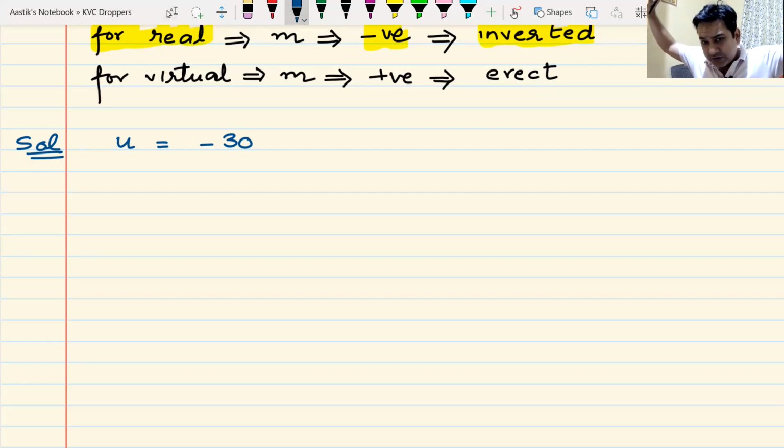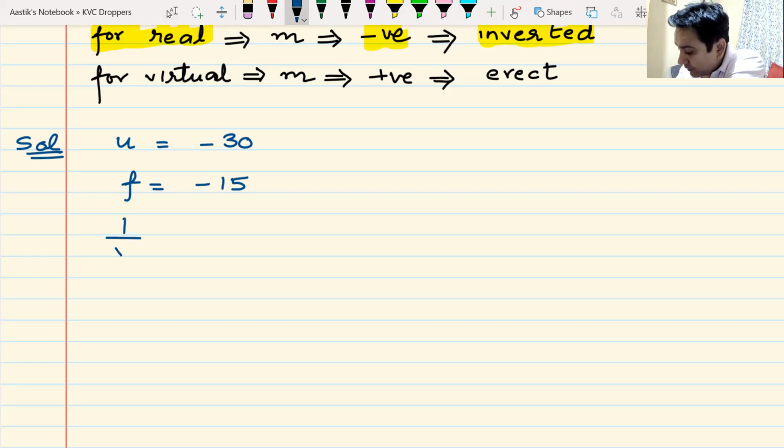If the mic is not working, you can raise your hand. The value of u will be minus 30. I told you that every value that we use in a formula must be applied with proper sign convention. The value of u is always negative. Yes or no? The focal length is minus 15. Why is it minus 15? Because it is a concave lens.